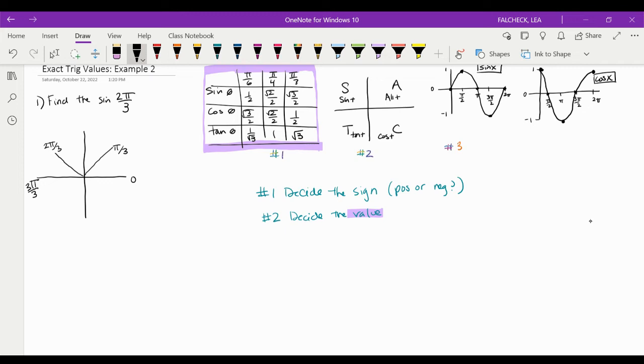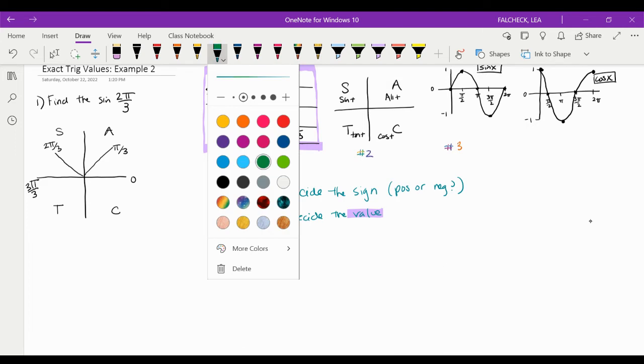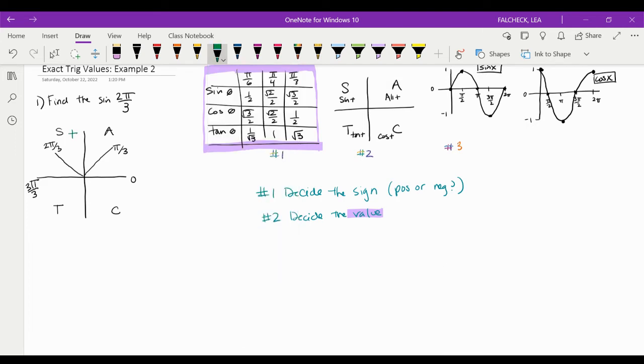Now I know the sign of all these things in each respective quadrant. Anteaters, slurp, tiny creatures. In quadrant 2, sign is positive. So I've got my sign. I've decided my sign. Heck yeah. Okay. Check. It's positive.